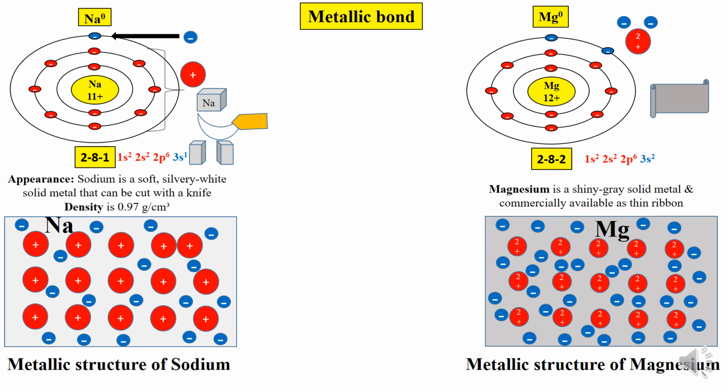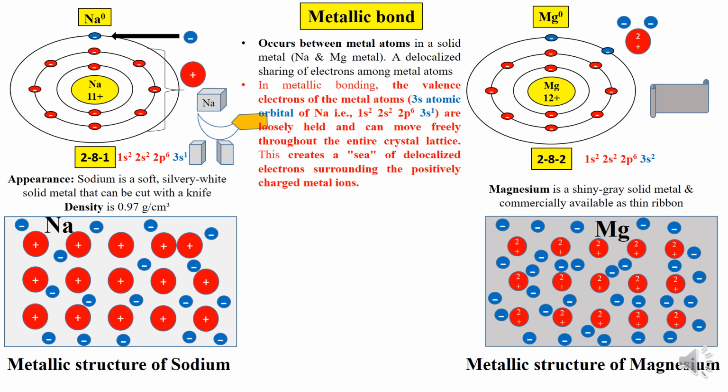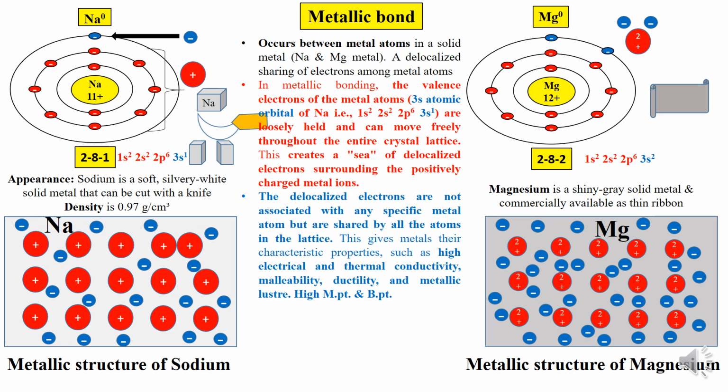So the metallic bond is strong in case of magnesium as compared to sodium. Metallic bond occurs between metal atoms in a solid metal, for example sodium and magnesium metal, which I just explained. You find a delocalized sharing of electrons among metal atoms. In metal bonding, the valence electrons of the metal atoms are loosely held and can move freely throughout the entire crystal lattice. This creates a sea of delocalized electrons surrounding the positively charged metal ions.